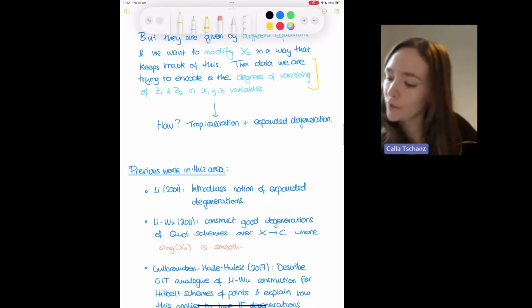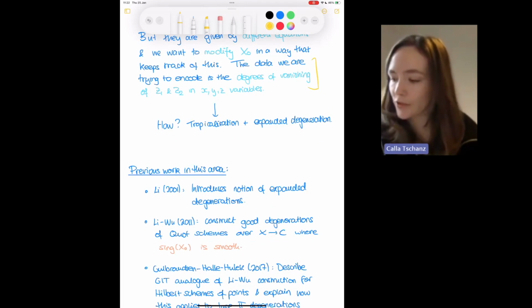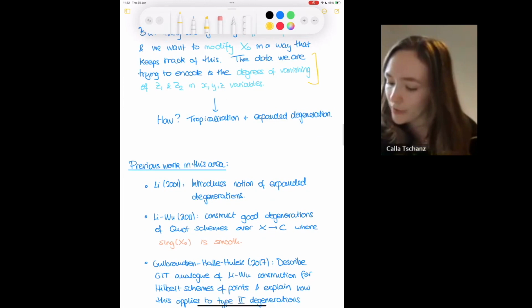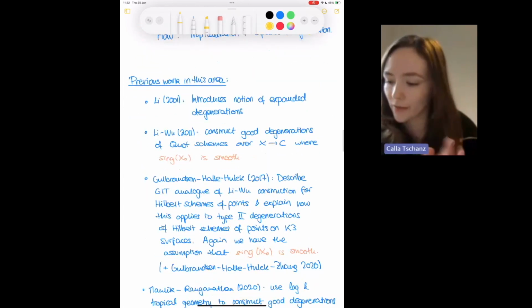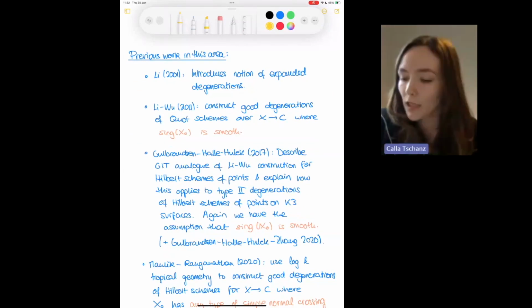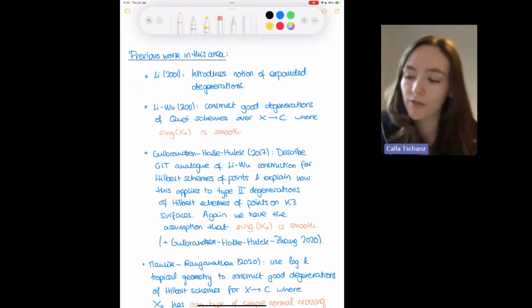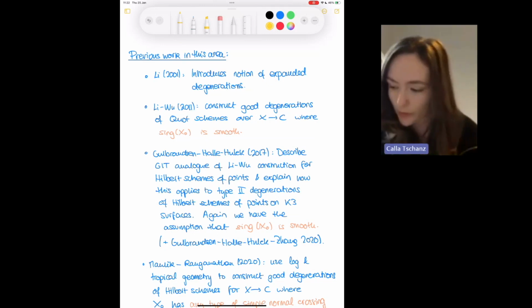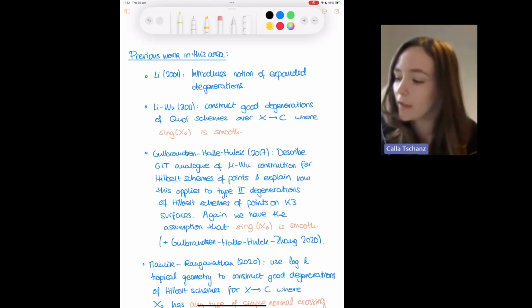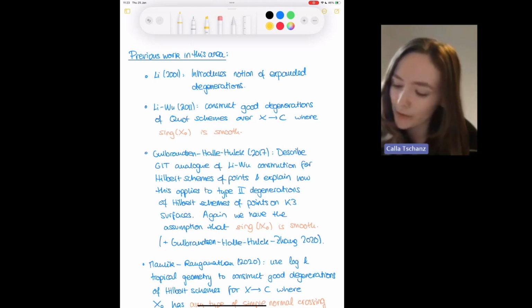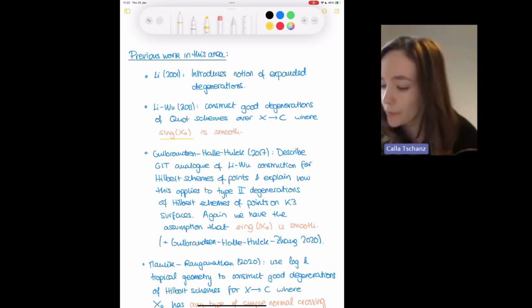So cool. Before I go into what this tropicalization, expanded degeneration business means, let me talk about previous work in this area and the context for this project. The method of expanded degenerations was first introduced by Li in 2001. And then in 2011, Li and Wu used this method to construct good degenerations of Quot schemes over families where we have this restriction here that the singular locus of x0 should be smooth.